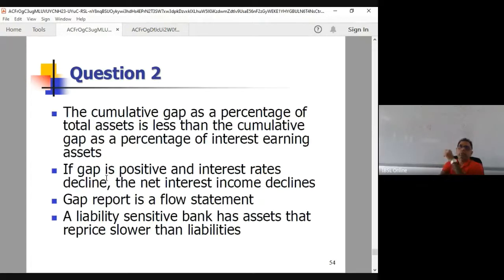The second one, the cumulative gap as a percentage of the total assets is less than the cumulative gap as a percentage of interest earning assets. Cumulative gap as a percentage of total assets is less than the cumulative gap as a percentage of interest earning assets. Is that true or false?